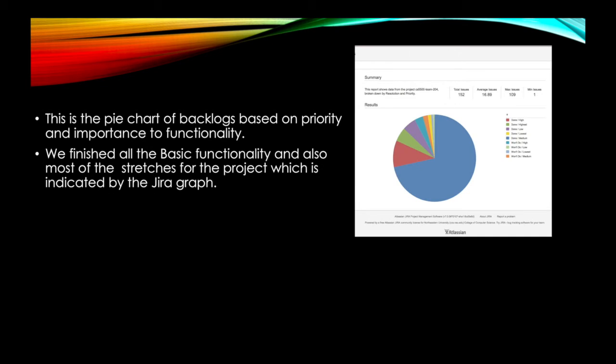The pie chart shows the backlogs that we added, as we added all the functionalities as backlogs, and we solved them in all the sprints, and we have completed the project successfully. The next part will be taken by my friend.